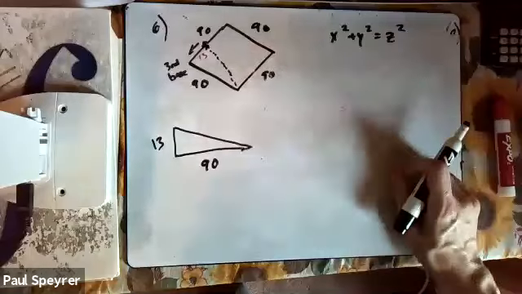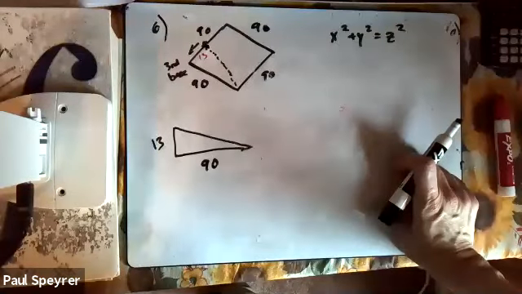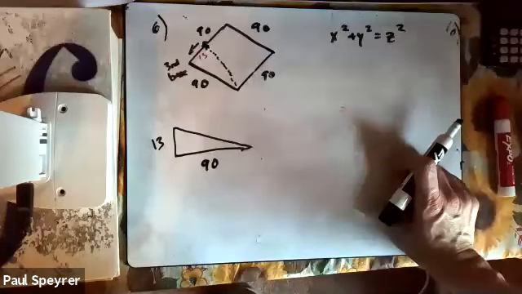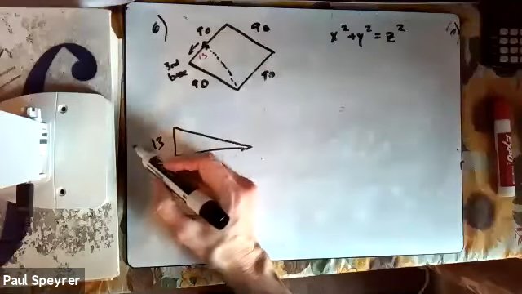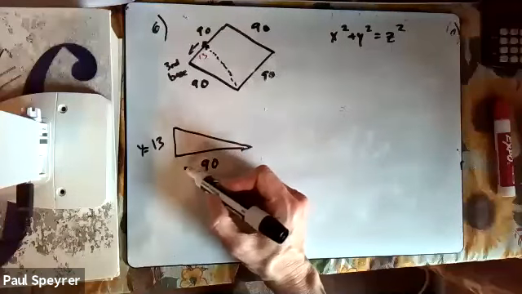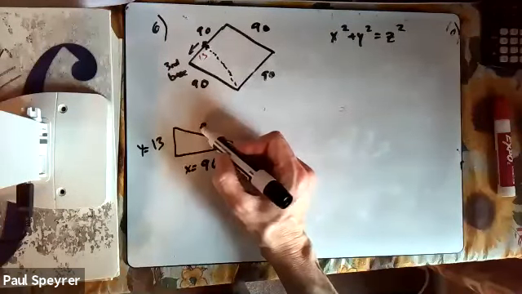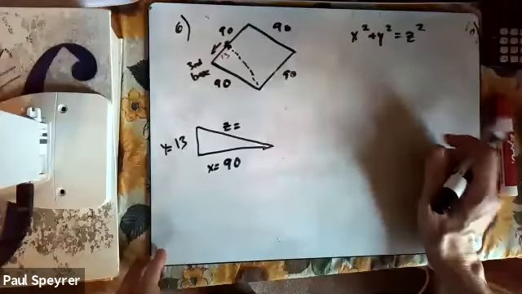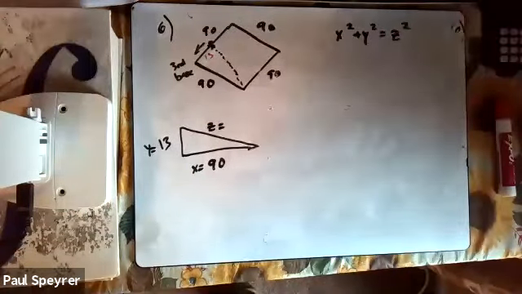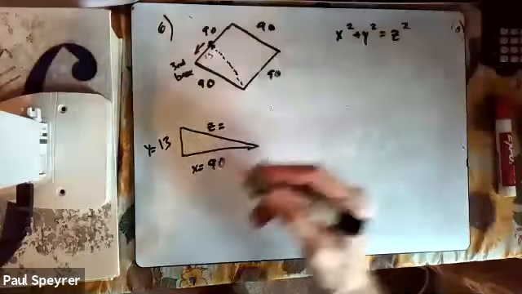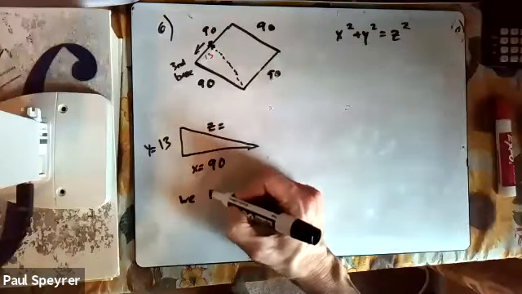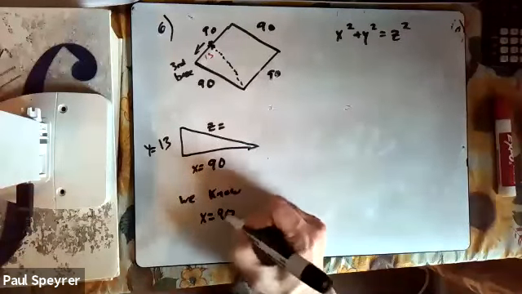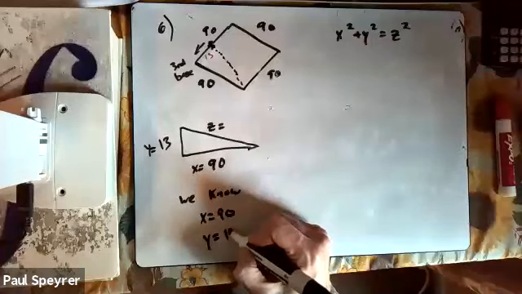All right, so it says a player 13 feet from third base is running at a speed of 20 feet per second. So we could say this is y and this is x, and then we have z right here. Remember, z is the hypotenuse, it's always the longest side. So we know x is 90, y is 13 feet.